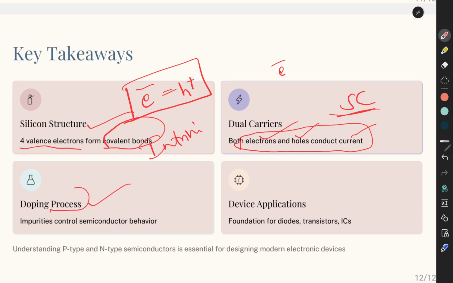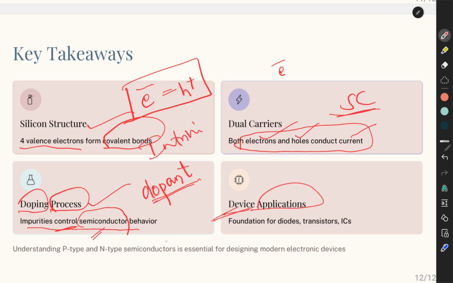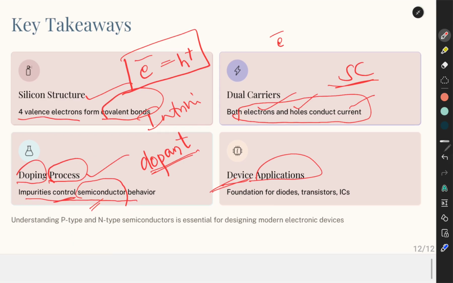Doping process: the process of adding impurity to the pure form of semiconductor. The process of adding impurities to the pure semiconductor is called doping, and the impurity which is being added is called the dopant. Okay. Why are we adding impurities? We are adding them to control the conductivity of the semiconductor. There are many applications in devices with these semiconductors where we can control its conductivity. Okay.